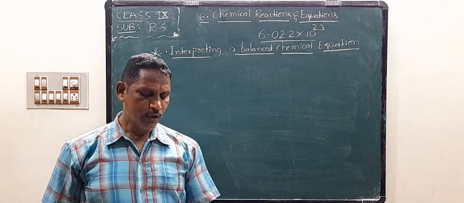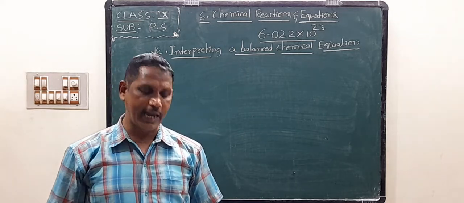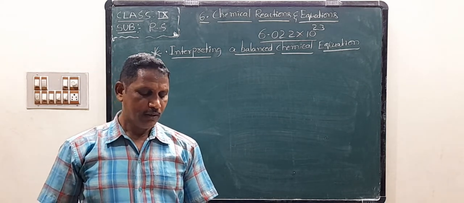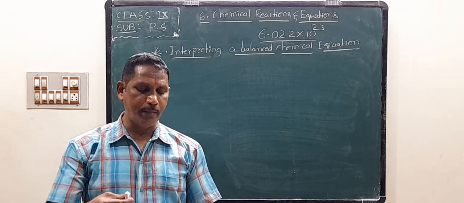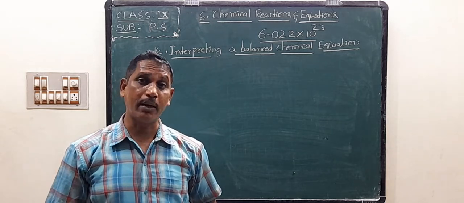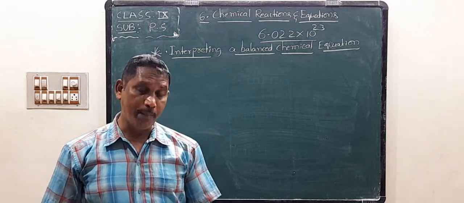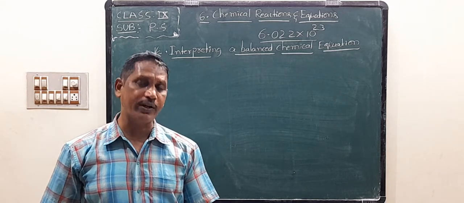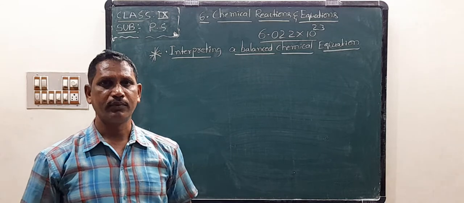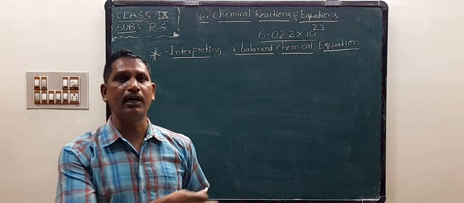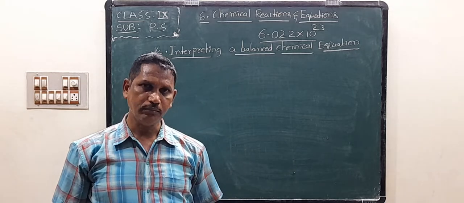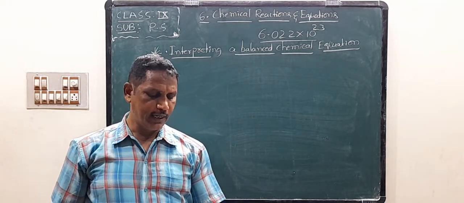Using molar mass in grams and Avogadro number, we can calculate the number of molecules and the number of atoms of different substances from the equation, on either the reactant side or the product side.